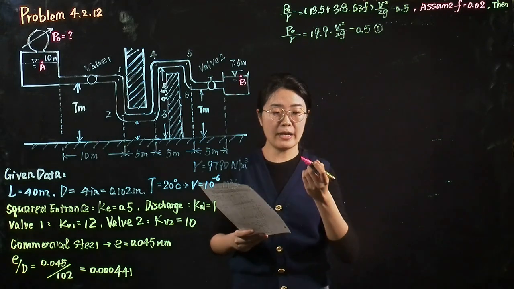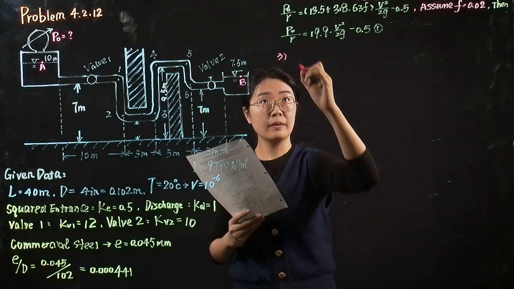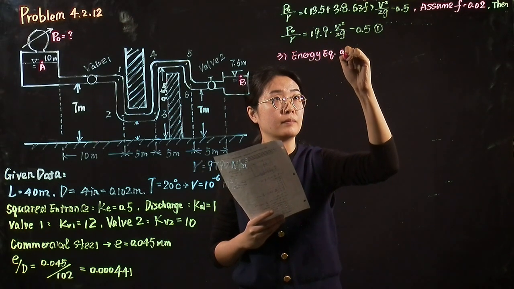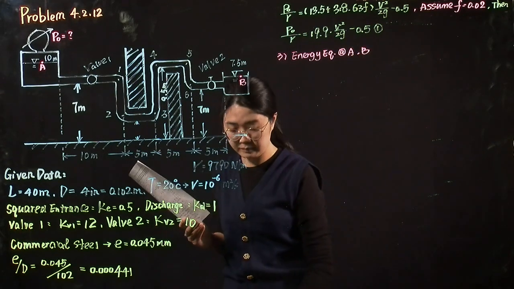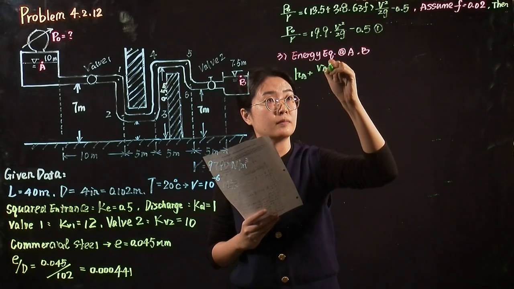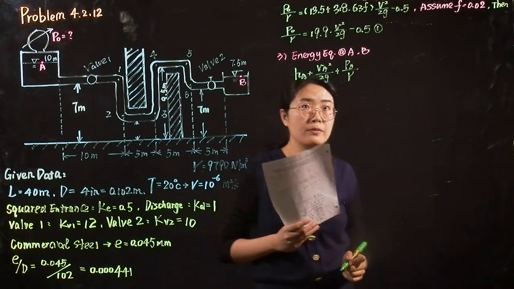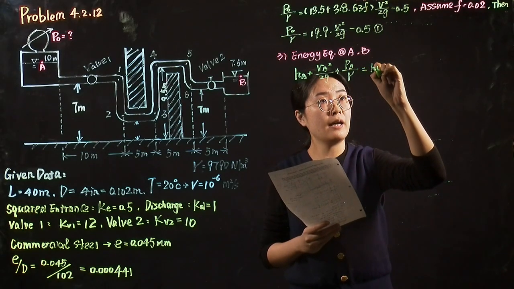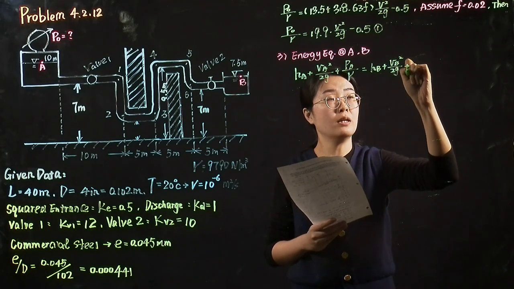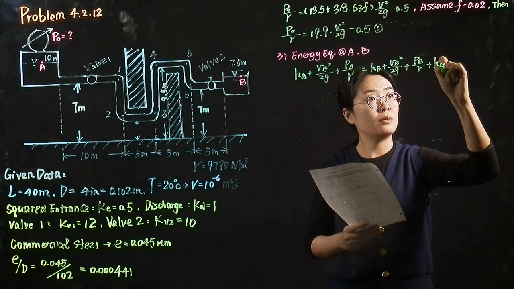So the third step is to write down the energy equation at point A and point B. Height at point A plus pressure at point A over specific weight of water equals height at point B plus the velocity squared over 2g plus the pressure at point B plus the head loss from point A to point B.